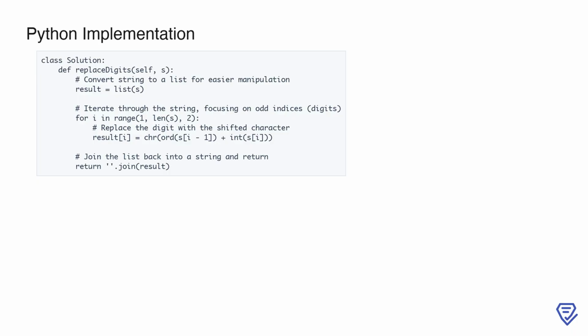5. Final string construction. After processing all digits, the list result is joined back into a string using ''.join(result), and returned as the final output.